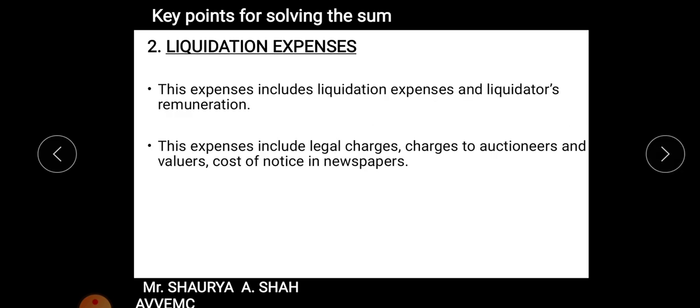Fine. Next is liquidation expenses, right? Very simple. Always in your sum it will be given directly. Liquidation expenses are, suppose, 5,000, 10,000. Directly you have to write it down on the receipt side after your secured creditors are paid, right? This may include your auctioneer's charge, cost of notice in newspaper. They generally give you directly.